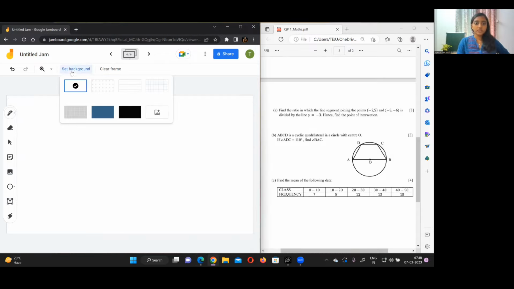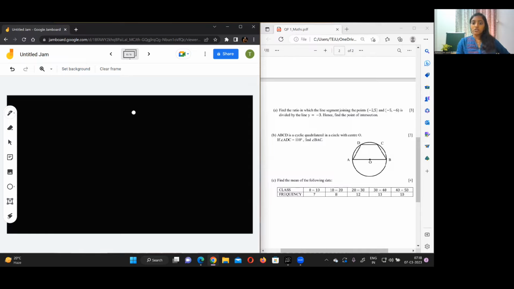If you go to the next question: find the ratio in which the line segment joining the points (-2, 5) and (-5, -6) is divided by the line y is equal to -3. Hence, find the point of intersection. So that is our question. So how are you going to be solving it? I suggest that you first solve the question yourself and then look at the solution, because this is your final leg of revision and you should be able to solve the question yourself by now.